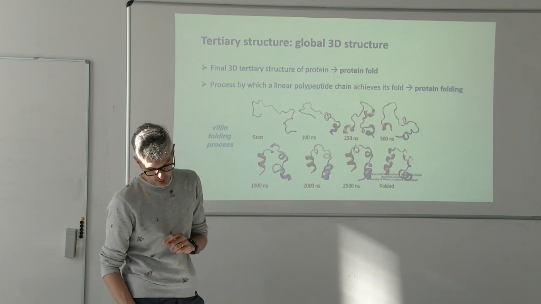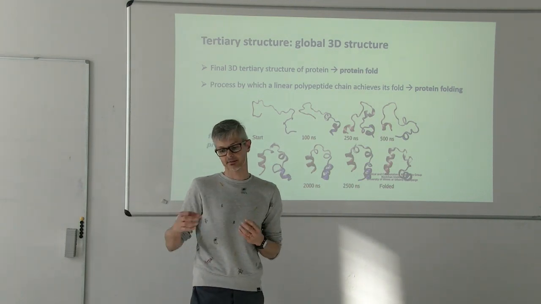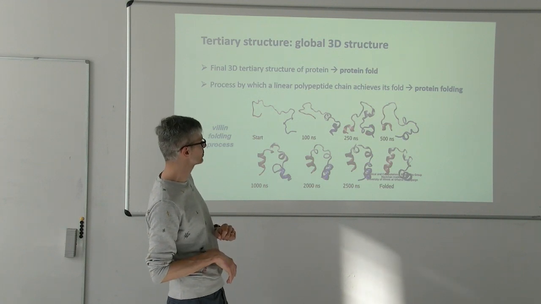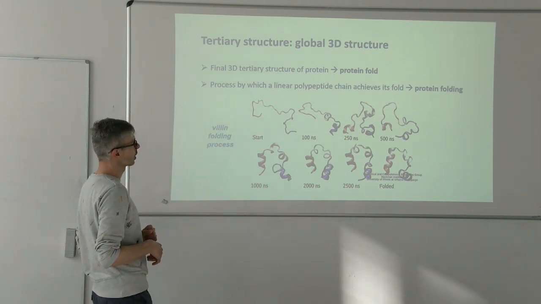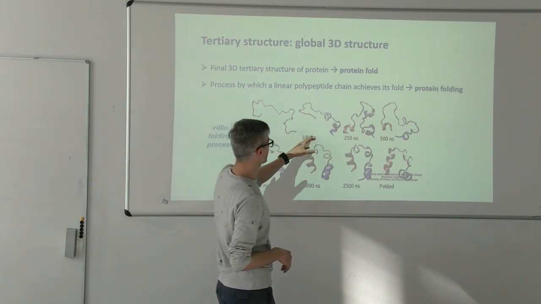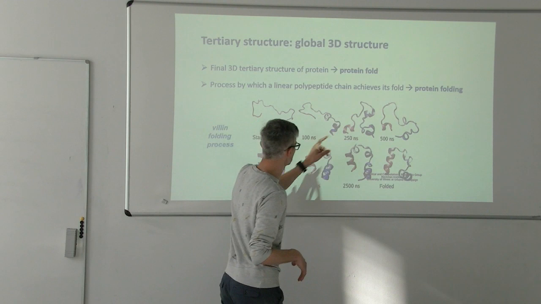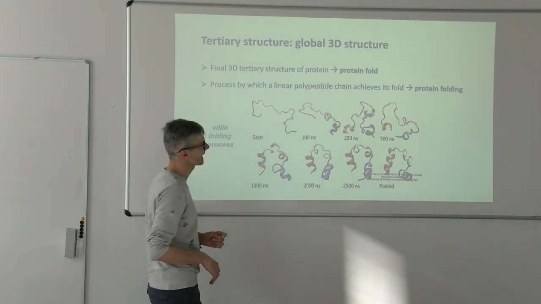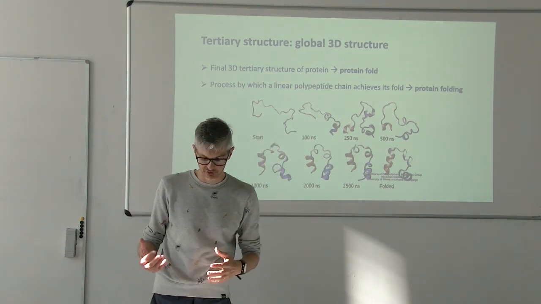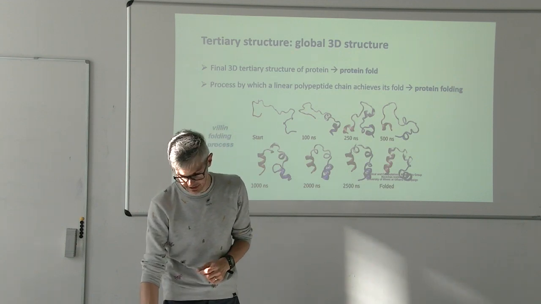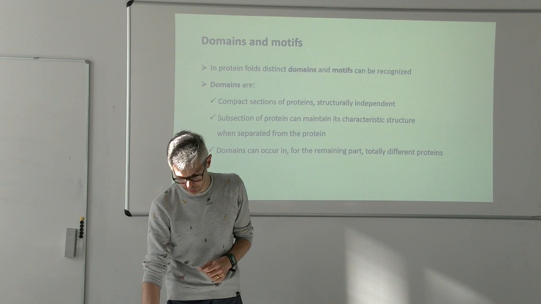So proteins, of course, are formed amino acid by amino acid, and then they are folded into this 3D structure, and it actually occurs in, let's say, the nanosecond to millisecond range, as you can see here. So this is an illustration of how this folding actually occurs. And then we have the protein fold, which is actually the final three-dimensional tertiary structure of the protein.